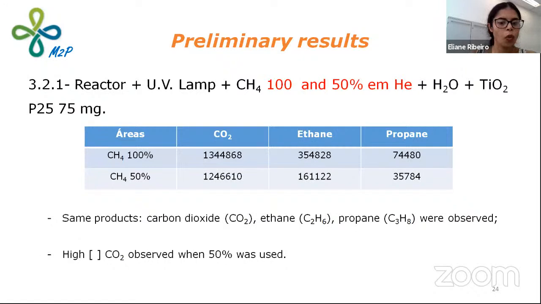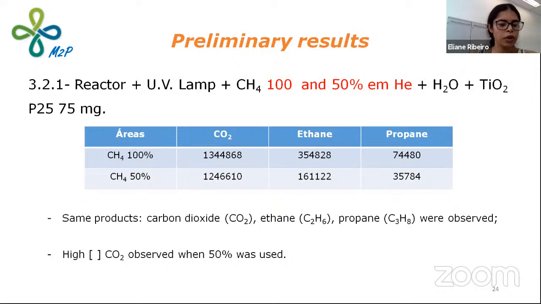We did experiments with pure methane and methane at 50% in helium. And we can see that the decrease in the formation of the products was proportional to the decrease of the concentration of methane. When evaluating the CO2 produced, it was possible to observe an increase in the CO2 concentration, which is not desirable.